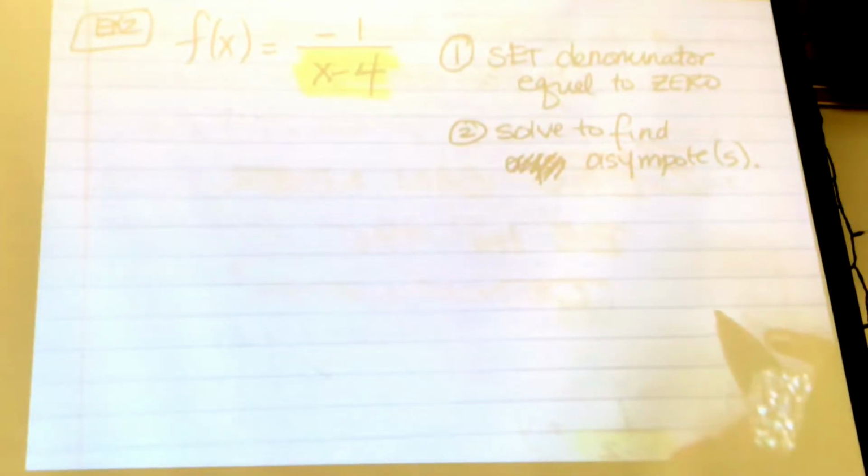Very good. So my step 1 is to set my denominator equal to 0, and I'm going to solve to find my asymptote. And I'm going to put the word asymptotes just in case, because sometimes the denominator can have multiple asymptotes.